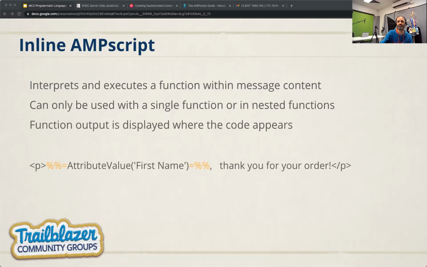This example uses an AMPscript function to display the member's first name. For example, perhaps a subscriber profile attribute, or maybe it's a field from a sendable data extension called first name. And if the attribute is available in the context of the send, then the value is output where the inline delimiters appear in the email or on a web page. Again, we'll talk about the functions a bit later, but the key point here is the output value from the function is displayed where the inline AMPscript code appears.